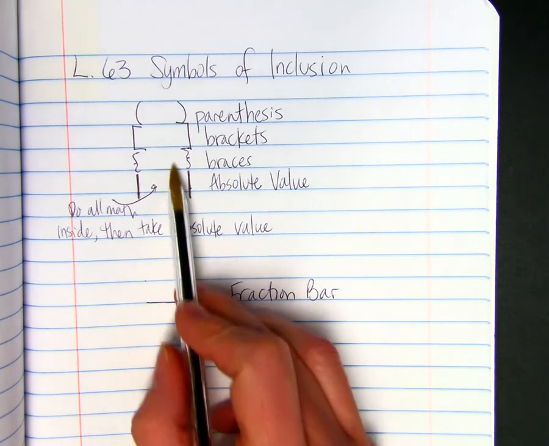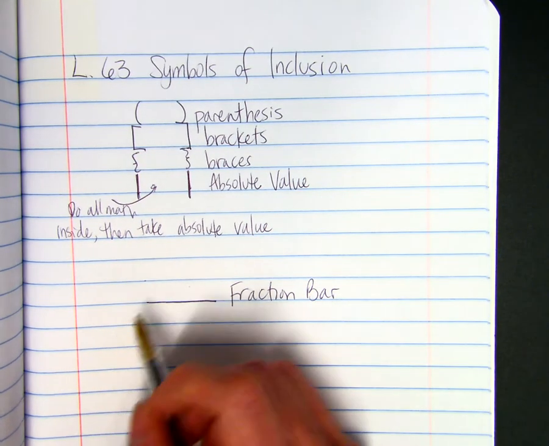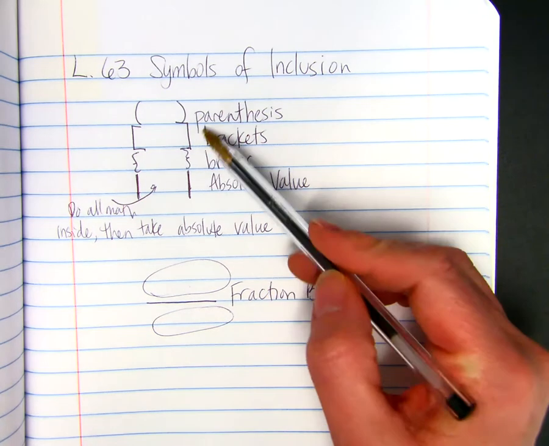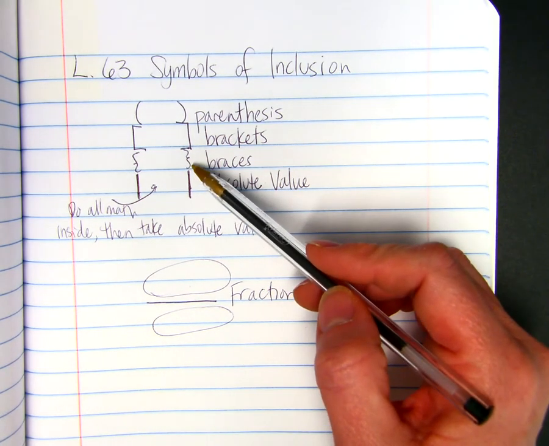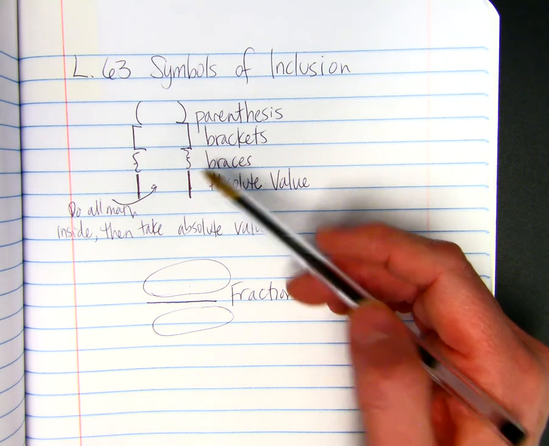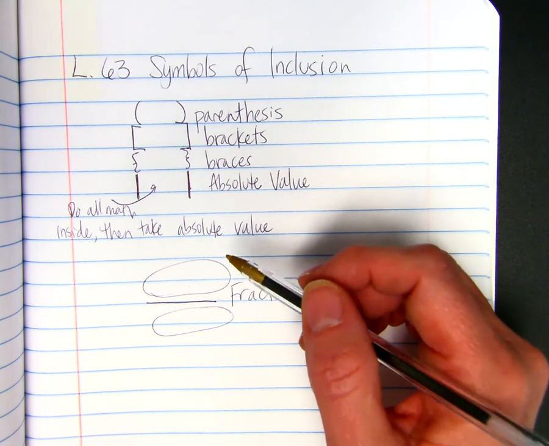So we have 1, 2, 3, 4, 5 different symbols of inclusion. Do the brackets and the braces mess with the order of operations? I will show you how. How come they're different kinds? I'll show you why. I'm super excited about these questions.